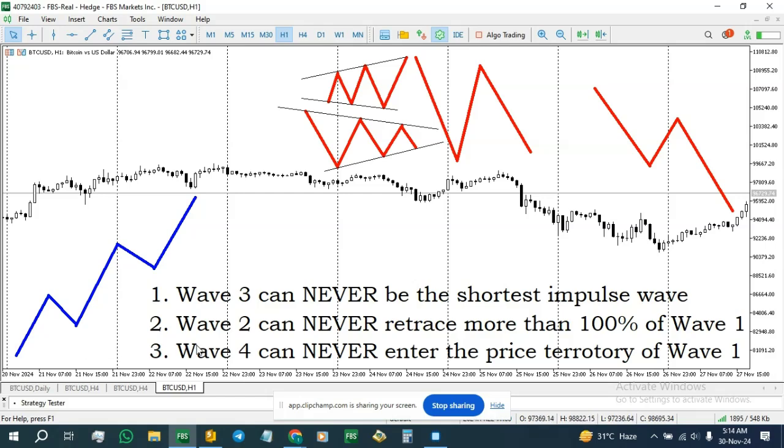And this is the most important one. It says wave 4 can never enter the price territory of wave 1. So if wave 4 cannot enter the price territory of wave 1, what do you have? You have a fair value gap. This is the origination of the fair value gap.